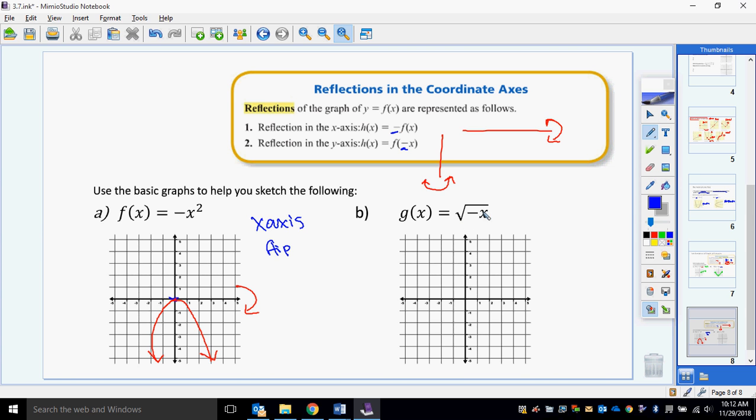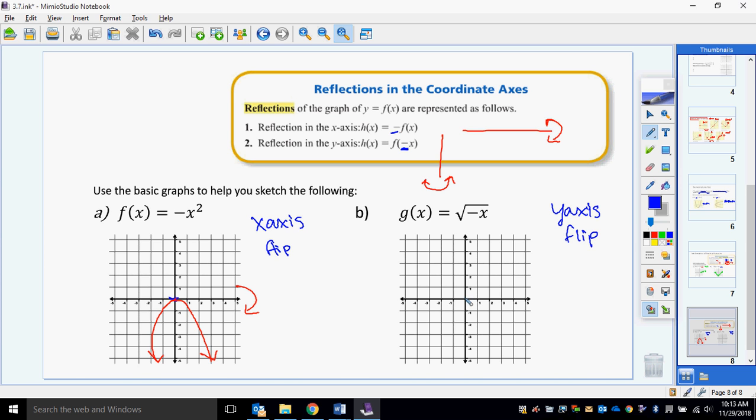Okay, here I have the square root of -x. So the square root is what I'm doing to x, and look what's with it underneath. So the minus sign or the negative sign's in the function, it's in the radical. So I need to flip it over the y-axis.